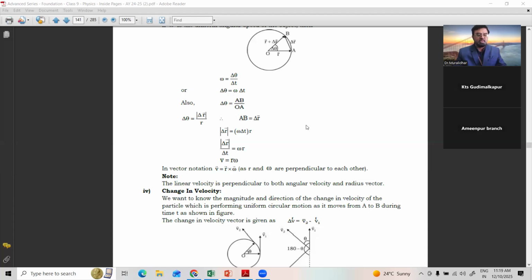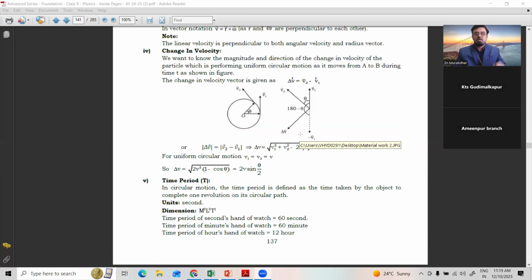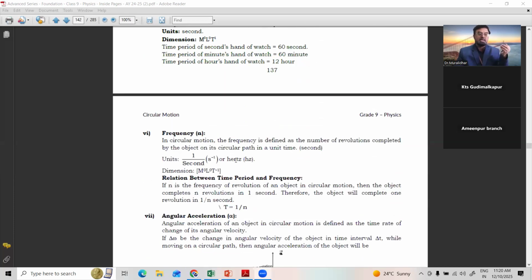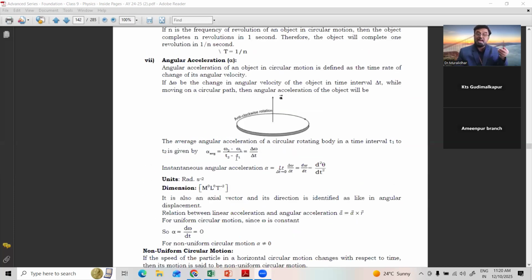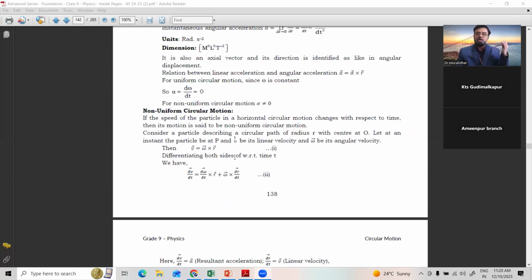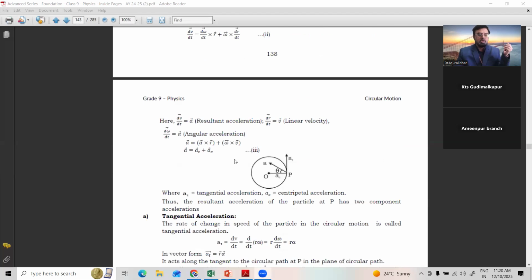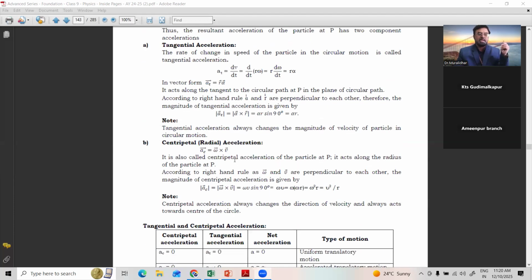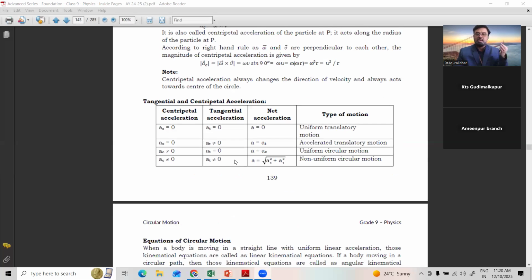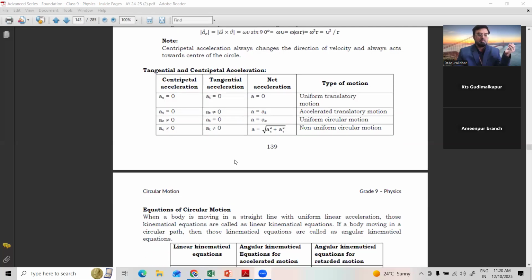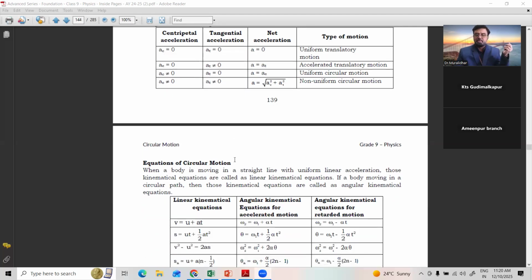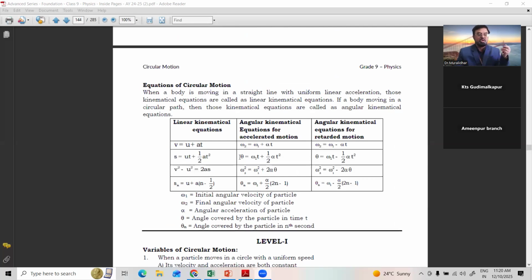Going further, there are a few more terms. First we saw radius vector, then angular displacement, then angular velocity, then change in velocity, time period and how to calculate it, frequency, which is very important, and angular acceleration. All this is about uniform circular motion. In non-uniform circular motion also, we have different types of terminologies. Then we will know which force is responsible for the body to move in circular motion. That is centripetal force, centripetal acceleration, and a few definitions and formulas. And how these equations of motion change.